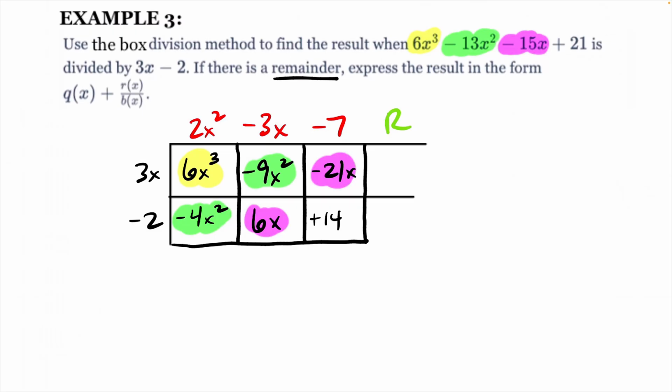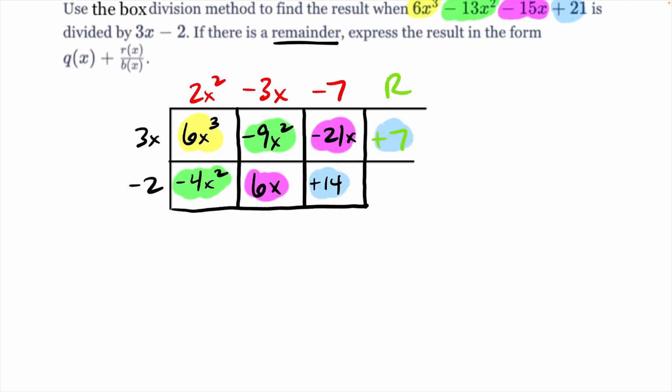Okay, last color. This guy plus this guy needs to make this guy. Now they don't match, so I'm going to have a remainder. I'm definitely going to have a remainder. So 14 plus what makes 21? 7. So positive 7 is my remainder.